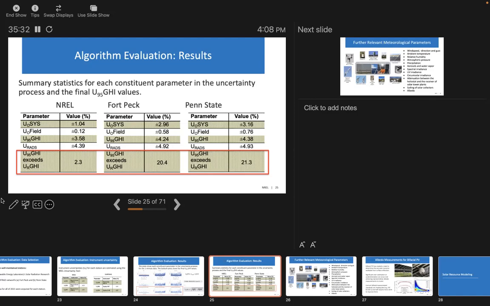Remember, I was saying 3% uncertainty. Look at these numbers. 2.3% of the time, the uncertainty in the measurement exceeds the radiometric uncertainty. In these cases, it's 21%. So apparently, even good measurements can have significant differences in the quality of the data. Things we assume are good, perfect, everybody uses it, they assume it's perfect, but this is what happens.